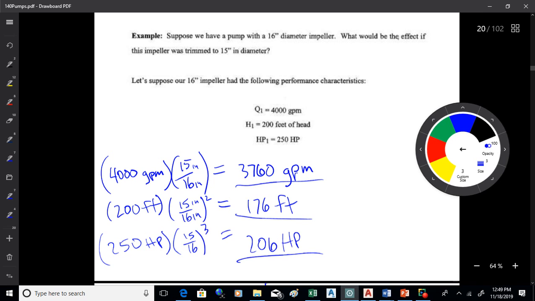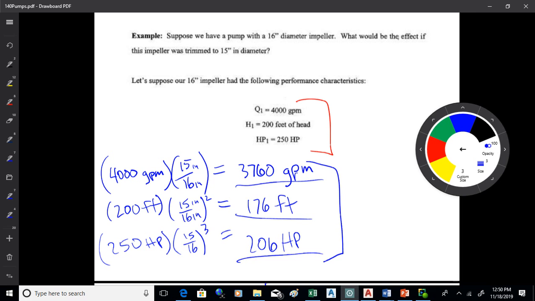So if your pump is oversized with a 16-inch impeller, you can put a smaller impeller in it, and instead of delivering 4,000 gallons per minute at 200 feet of head and using up 250 horsepower, you can reduce what the pump does if that's what you want. You can take it down to 3760 gallons per minute, 176 feet, and 206 horsepower. So you can predict with these, they're called the affinity laws, what the effects of changing the impeller diameter or changing the RPM would be.